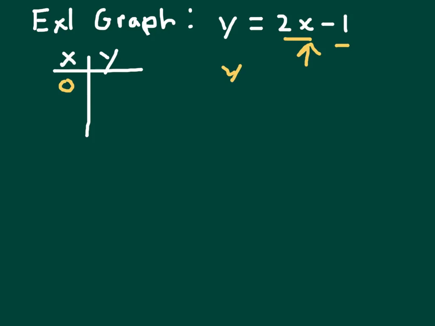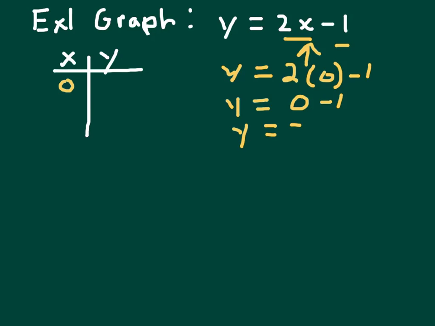So y is equal to 2 times 0 minus 1. Make sure I multiply first, so 2 times 0 is 0, minus 1. So y is equal to -1. So one ordered pair, or one point that's going to lie on this line, would be 0 and -1.